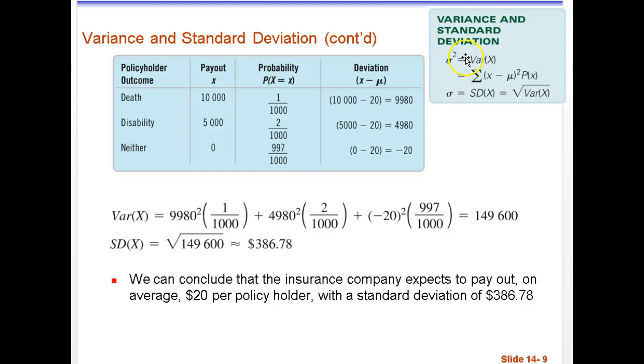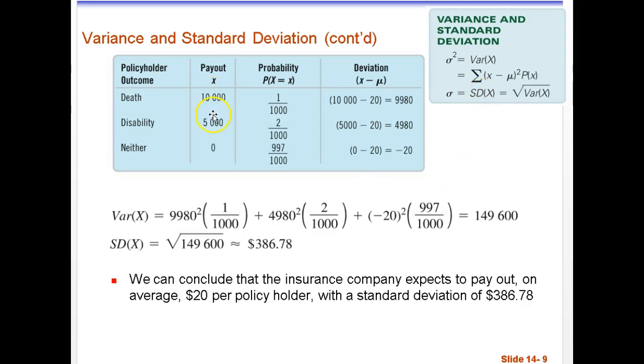Here's variance, and the formula says you take a value of x, subtract it from the expected or mean value of the distribution, square that difference, and multiply by the probability of x. You have to do that for every single one of your x values and sum that all together. Once you have your variance, you take the square root of it, and that gets you your standard deviation. So let's look at our example.